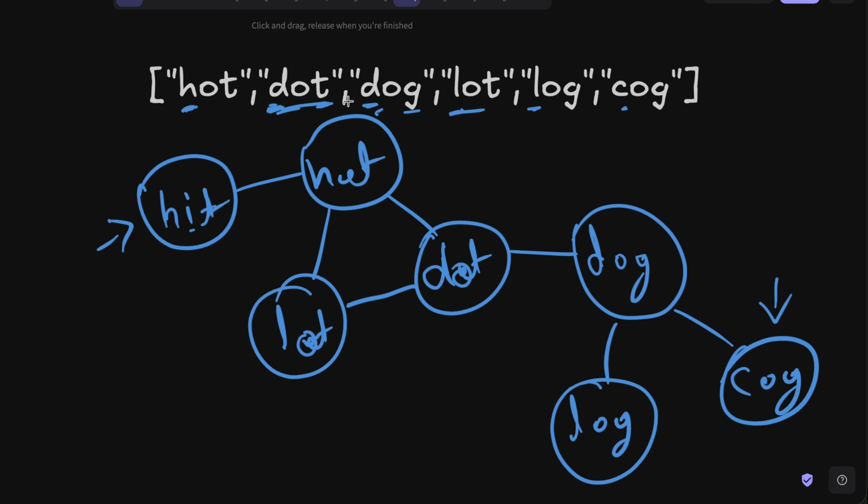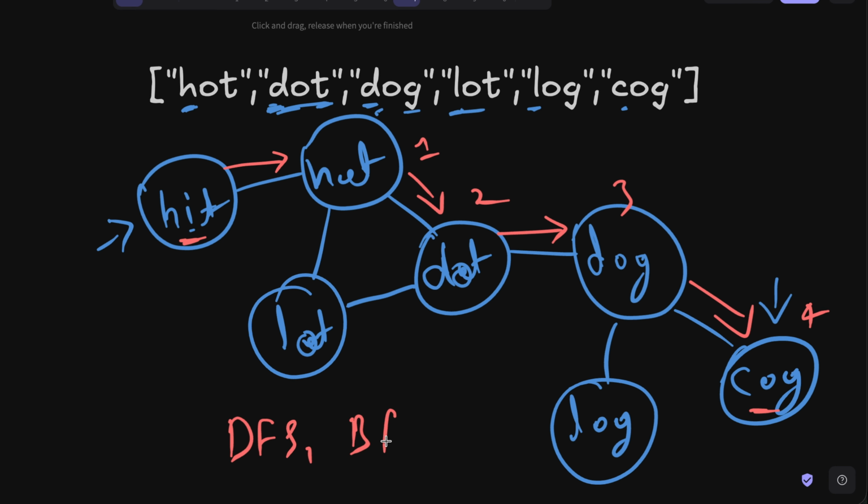And now the problem simply reduces down to finding the shortest path from the starting hit node to this particular cog node. So I can go from hit to hot to dot, then I can go to dog, and then I can go to cog. So if I take this path, I will have 1, 2, 3, and 4 steps to reach the ending word from the starting hit word. And now that we understand that we are only dealing with a simple graph, we can use something like DFS or we can use BFS to go through the graph and find out the shortest path. But since we are trying to find out the shortest path, BFS is always the preferred way to do this, because if you try to use DFS, we will have to go through each and every path.